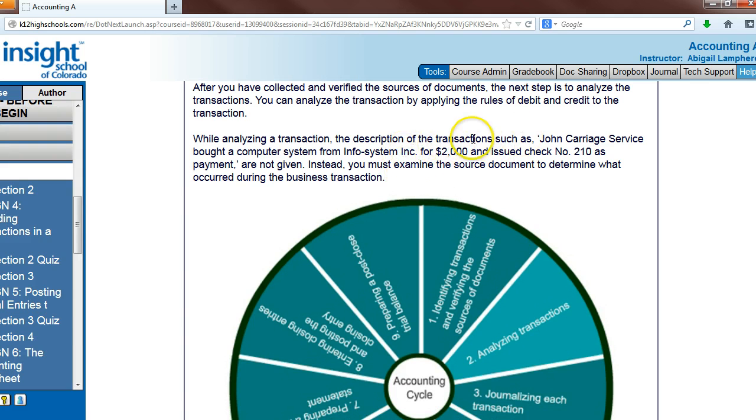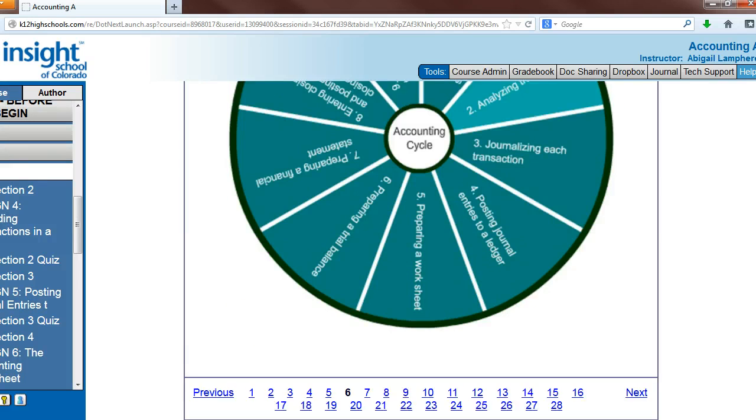While analyzing the description of transactions such as John Carriage Service bought a computer system from Infosystem Incorporated for $2,000 and issued check number 210 as payment. So if you're analyzing a transaction and that information is not given, you must examine the source document to determine what occurred during the business transaction. Sometimes not all of this information is going to be available to you, so instead you need to check the check stub or the memo or the receipt and determine all of this stuff for yourself. It's not always going to be written out for you.